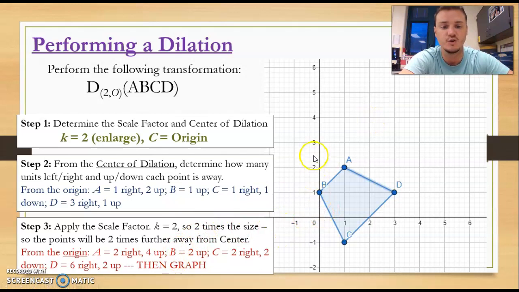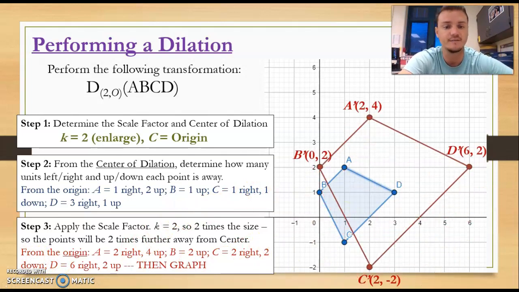B is just going to be 2 up because we're just doubling this. C should be 2 right and then 2 down. Again, you're just doubling the distances that we measured in step 2. And we should get this dilated figure right here. So again, B went to 0, 2, A went to 2, 4, D went to 6, 2, and C went to 2, negative 2.